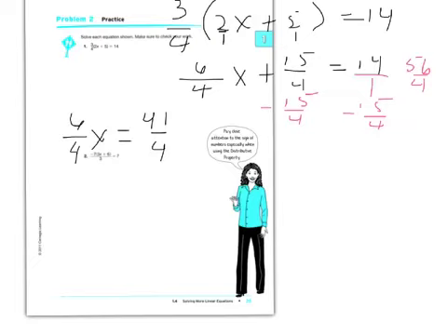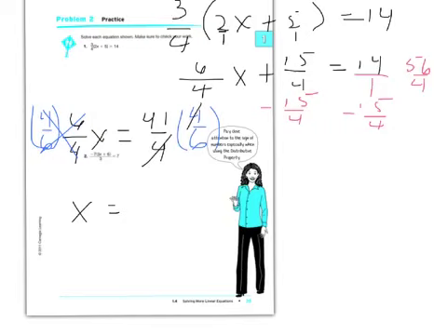Now what I'm going to do is multiply by 4/6. Put parentheses around it. This cancels out. Gives me my 1x equals, the 4's cancel. And so I get 41/6. And that's my answer. It's not a real pleasant answer. It's not a real great answer, but it is an answer. I guess we could divide 6 into 41 and go 6 and 5/6 as our final answer, but 41/6 is sufficient for us.